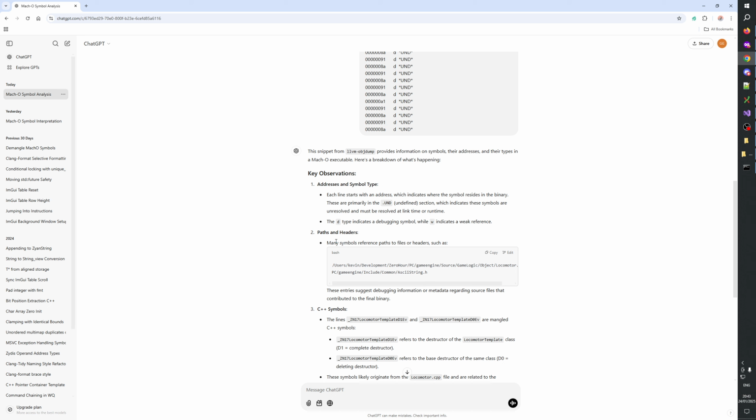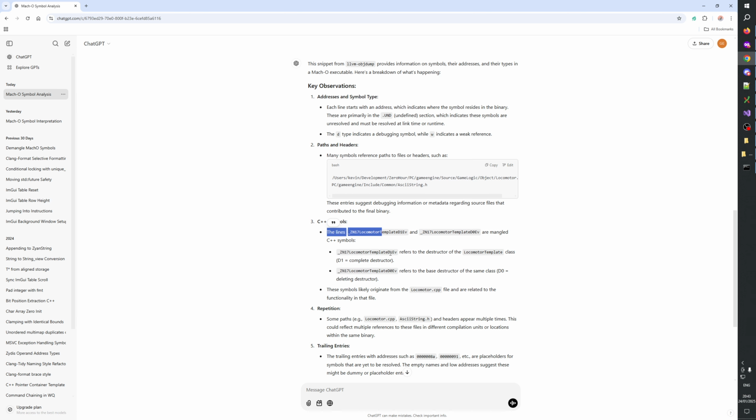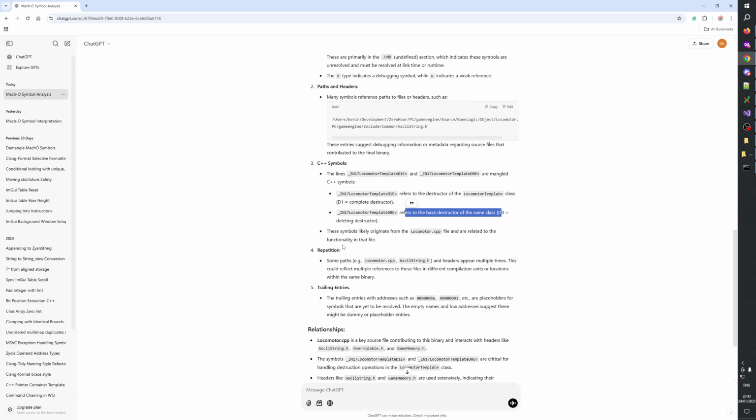Path and headers. Many symbols reference paths to files or headers. Yeah, I know. These entries suggest debugging information or metadata regarding source files that contribute to the final binary. The lines, these are mangled C++. Yeah, I know. Refers to the destructor. Okay. Refers to the base destructor of the same class. These symbols likely originate from the locomotor CPP file and are related to the functionality in that file. Yeah. Okay. I got to the same conclusion.